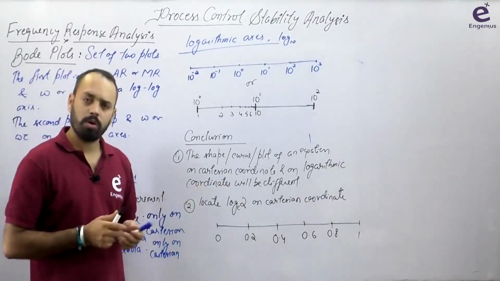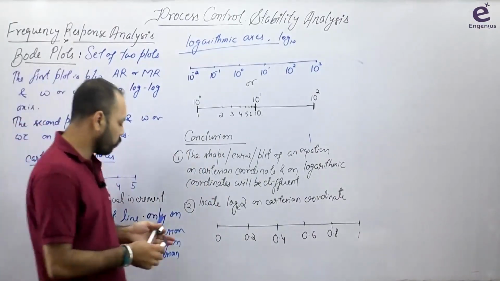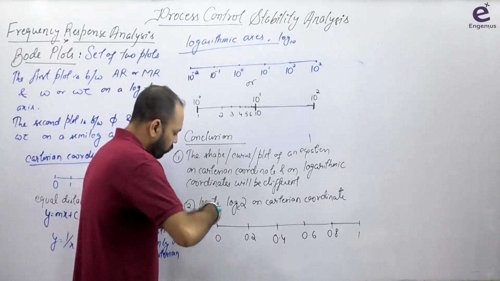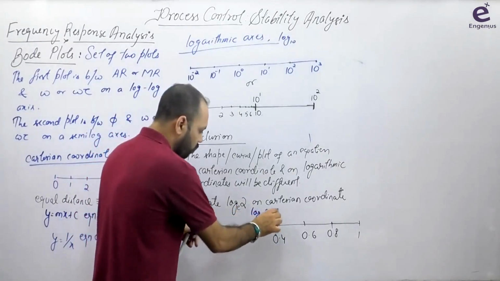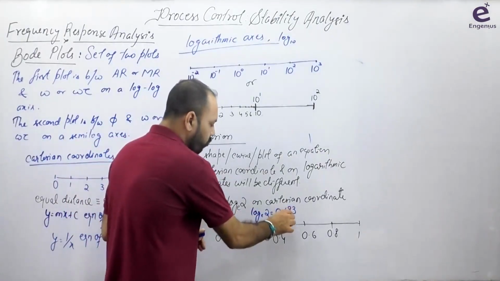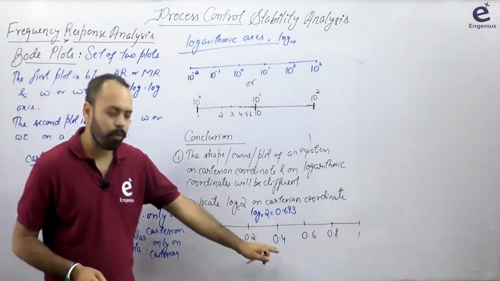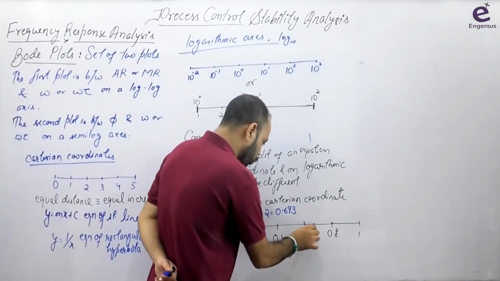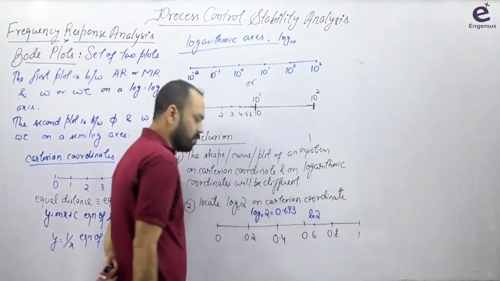I want to locate log 2. How am I going to locate log 2 on this Cartesian axis? I'm first going to find that the log 2 is coming out to be 0.693. So first of all, I will calculate log 2 and then I will plot here. Where is 0.693? Somewhere around 0.7. So this should be log 2 on this axis.